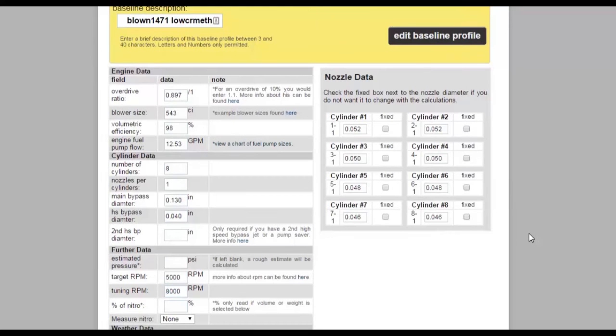Now this is an underdriven large blower, and about a 12.5 gallon a minute fuel pump, and this involves a 130 for the main bypass, and this has a 40 thousandths in the high-speed bypass. That's explained in our publications. And then these are the nozzle combinations.